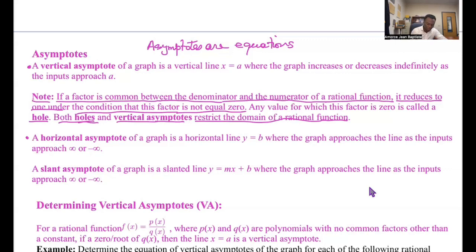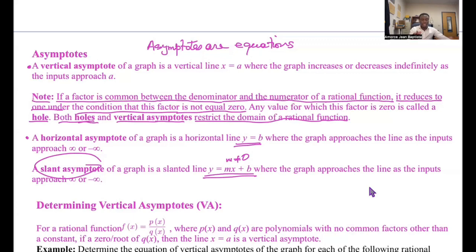You have a horizontal asymptote if it's y equals a constant. And then there is the slant asymptote, if it's a linear equation with a slope m not equal to 0. We're not going to talk much about slant asymptote in this class, but you're going to know how to identify whether you have a slant asymptote.